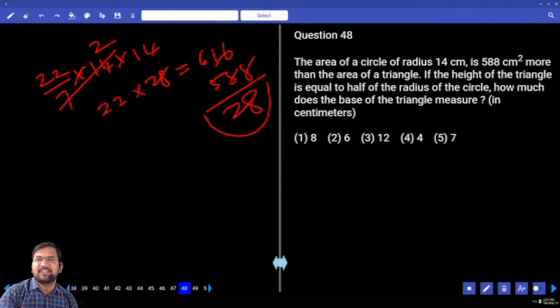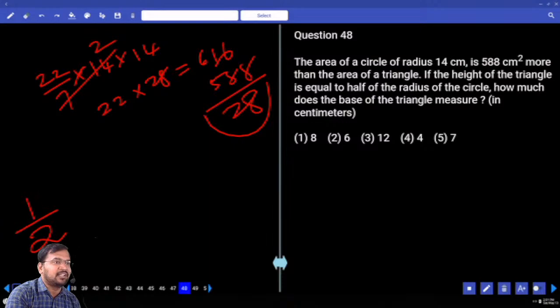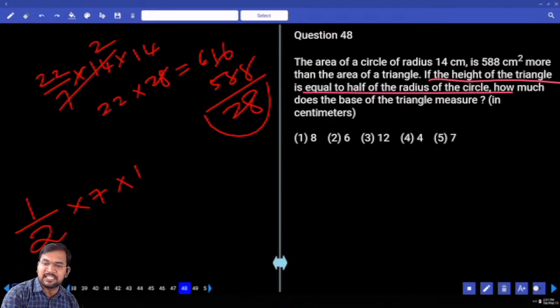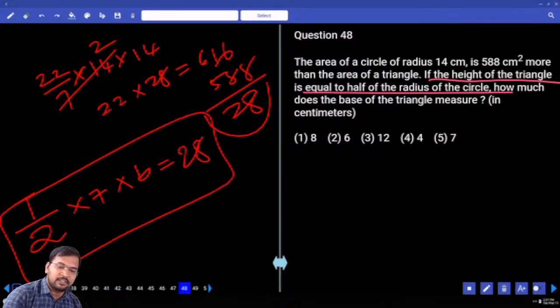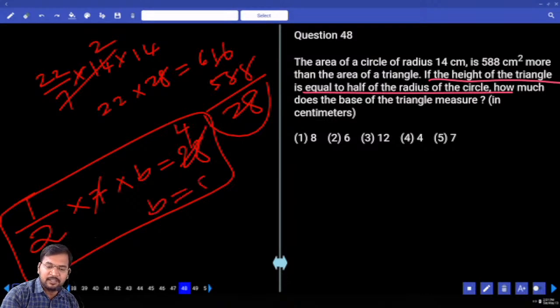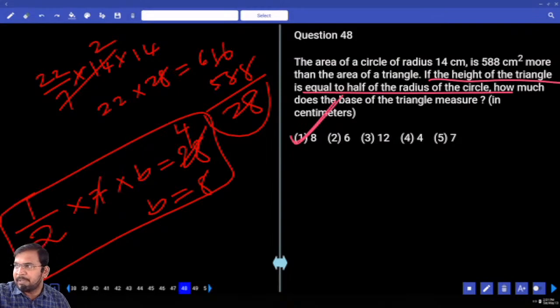This 28 is the area of the triangle. Area of the triangle is nothing but half into base into height. Here they have given that the height of the triangle is half of the radius of the circle. Height is what? 7. They are asking the base of the triangle, and that is equal to 28. All of you clear? 7 how many times? The 2 comes to that side. 4 2s are 8. Therefore, the base of the triangle is 8.